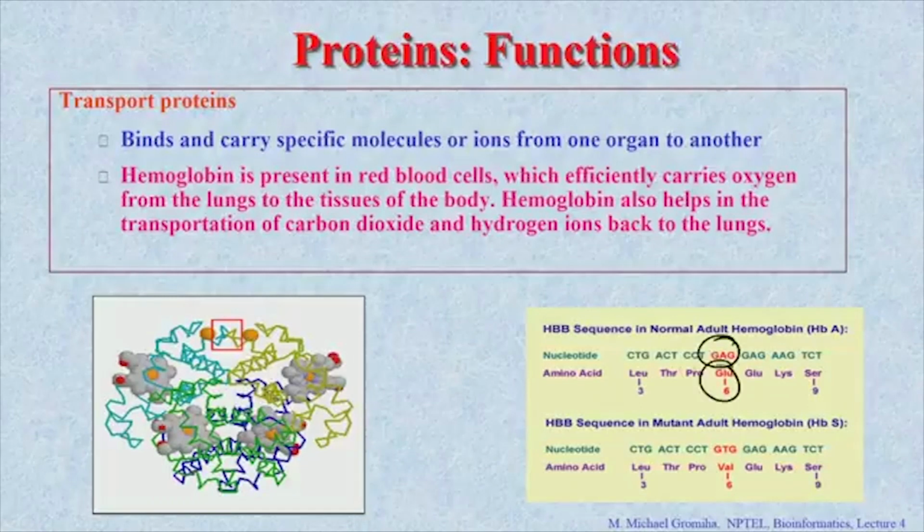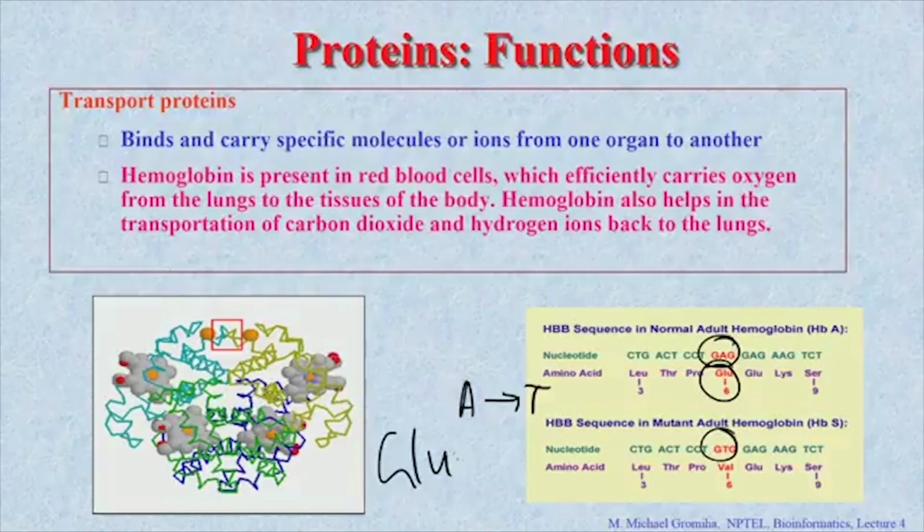For example, here if you see this GAG, GAG codes for glutamic acid. If it is converted to GTG, so A is changed to T, then it changes glutamic acid to valine. So it changed glutamic acid to valine.